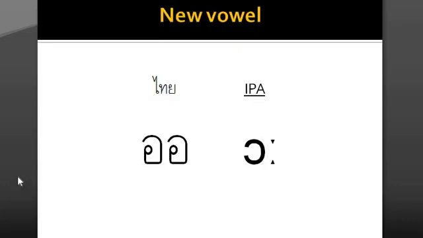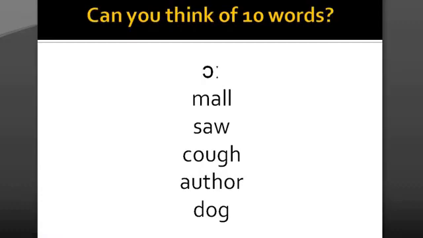The reason the letter for this one looks a little bit strange is that we have many different ways to spell words with this sound in English. For example, here are a few words with aw: mall, saw, cough, author, dog. Very different ways to spell words. In mall, we have an A, saw, AW, cough, OU, author, AU, and dog, just O.